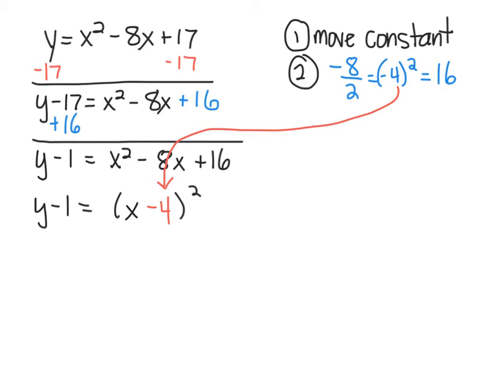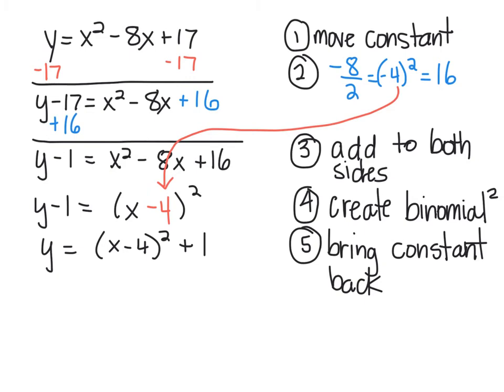Now all I do to complete it is add the 1, and this would be going from standard form to vertex form. Now I can see my vertex is 4, 1. From standard form, all I can see is that my y-intercept is 17.